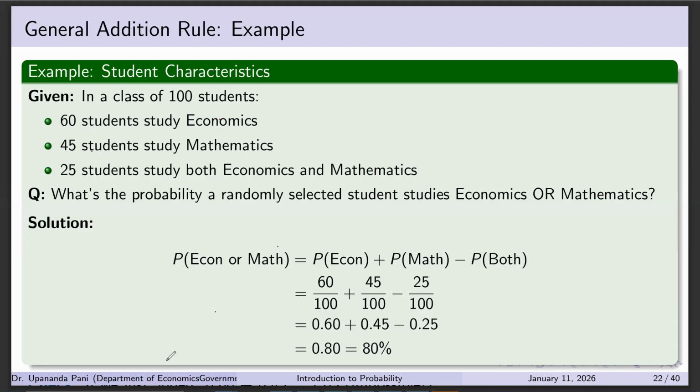Because the formula we had written earlier: probability of A or B is equal to probability of A plus probability of B minus probability of A and B. We had written that. Let's see.